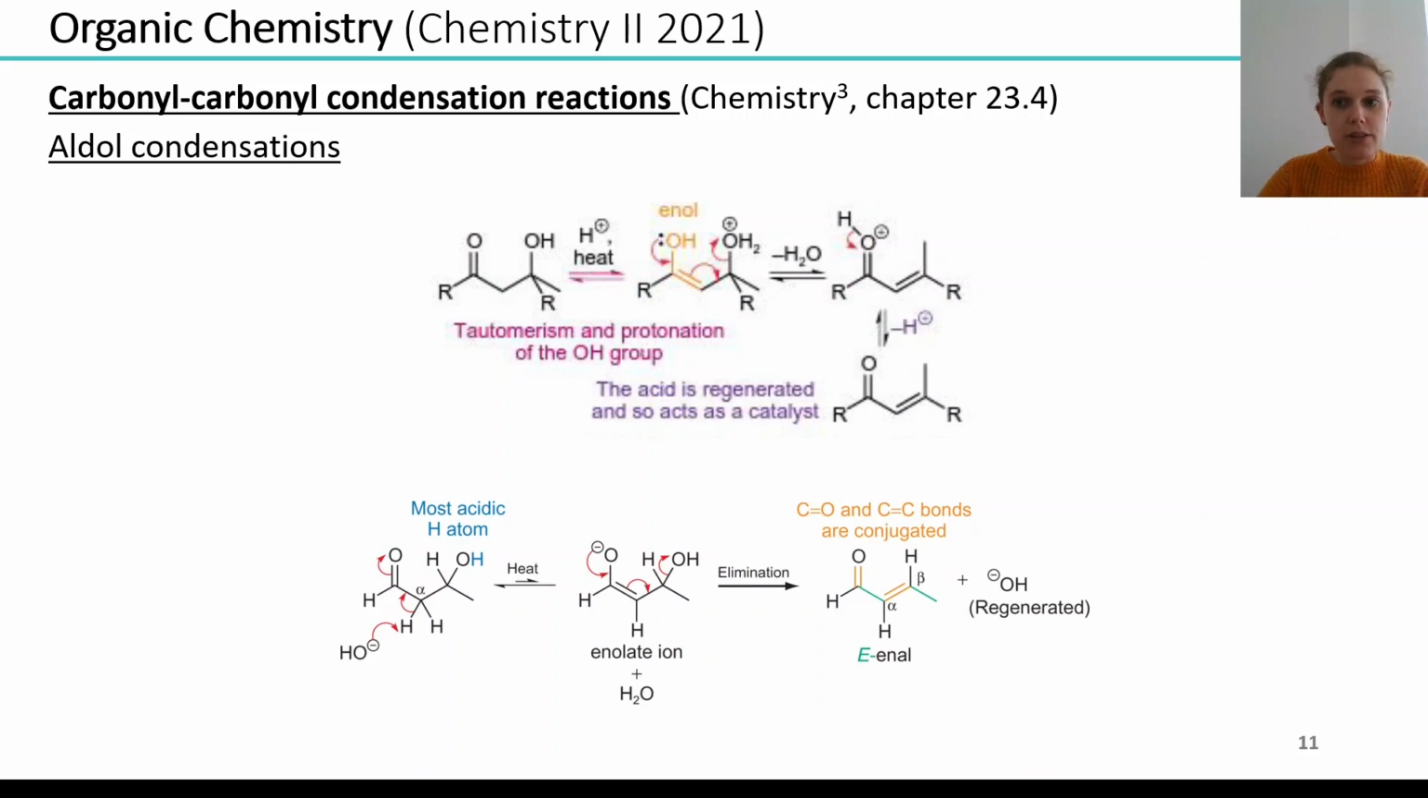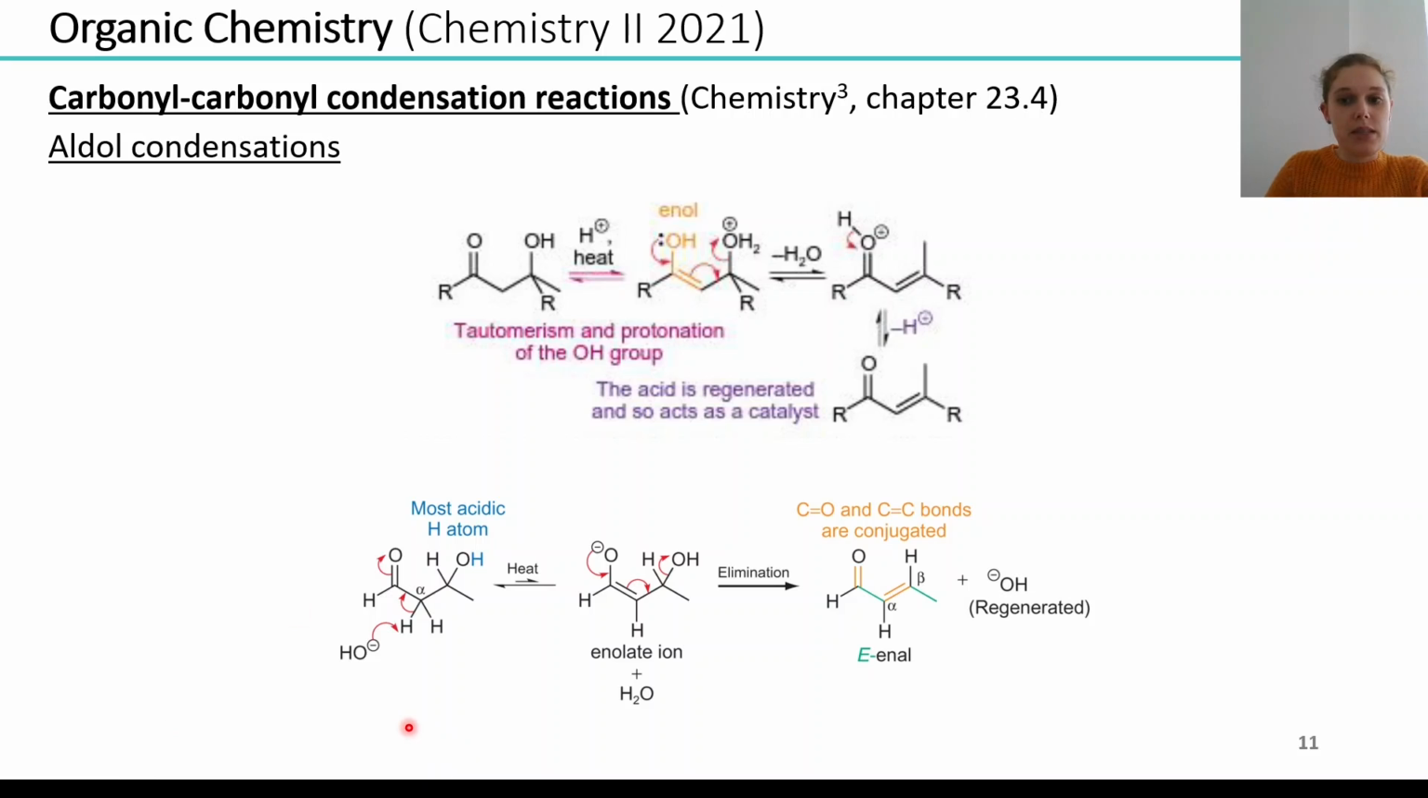In a second stage of the aldol condensation, the formed beta hydroxyaldehyde or beta hydroxyketone is heated with an acid or base catalyst in order to eliminate water. And here on top we have the step with an acid catalyst. So the elimination of water proceeds via the formation of an enol, followed by the elimination of water, which is a good leaving group. Finally, the oxygen gets deprotonated in order to regenerate the acid catalyst.